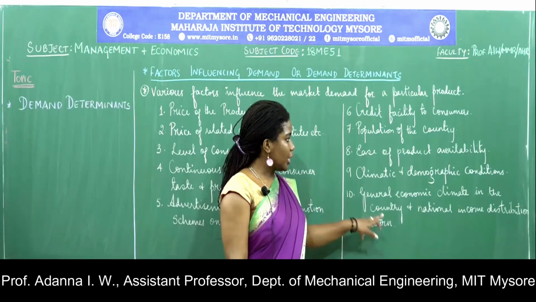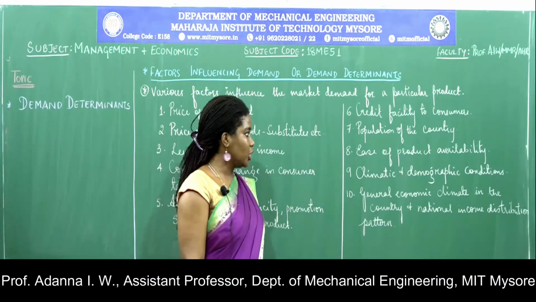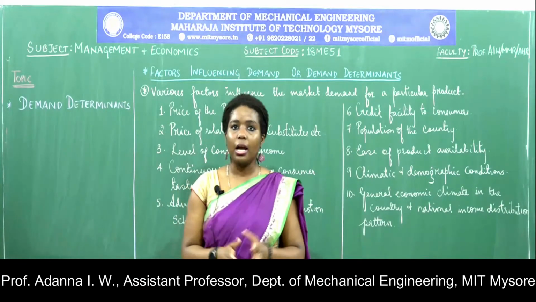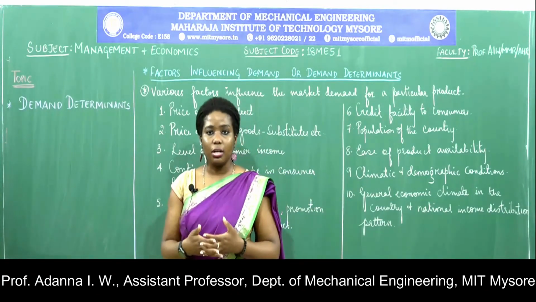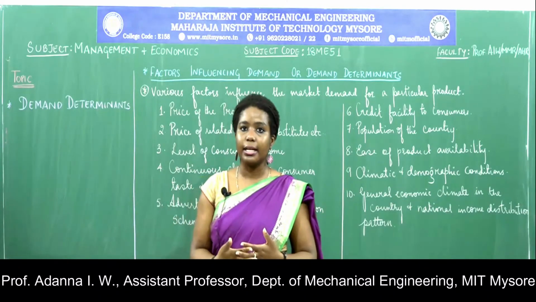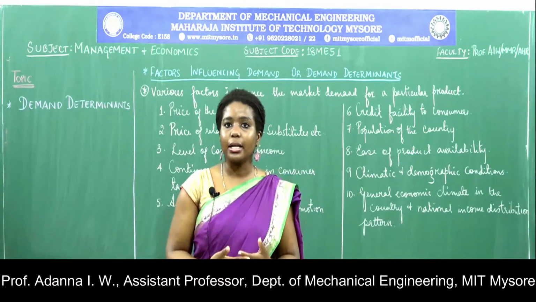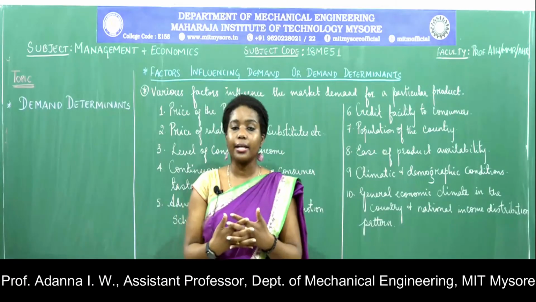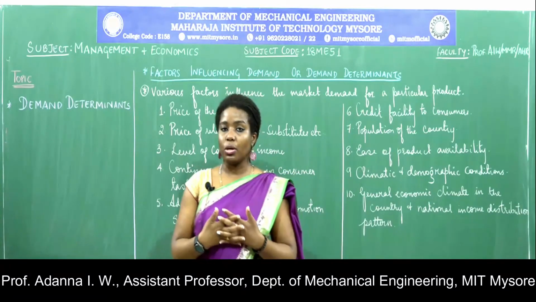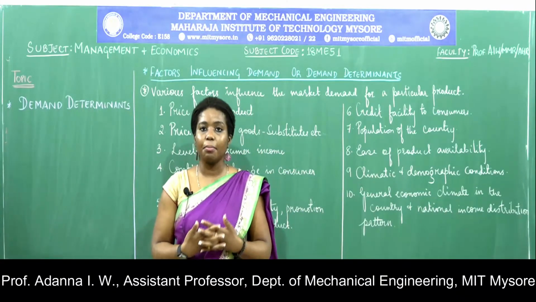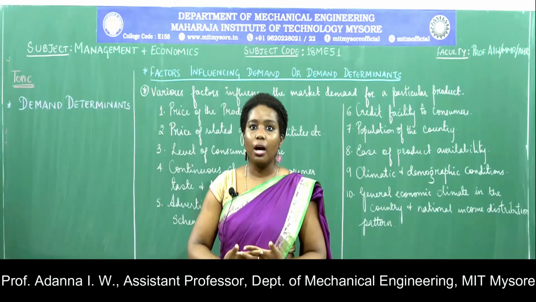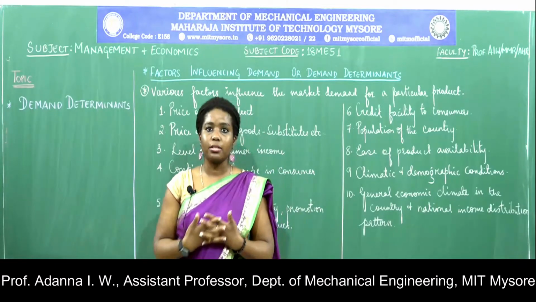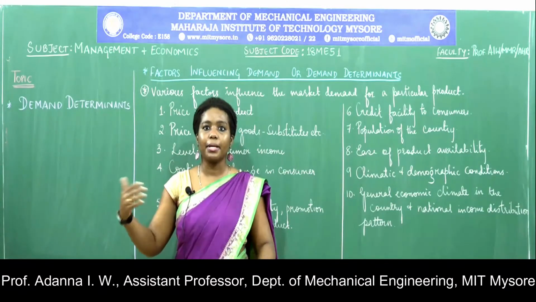Then the last is the general economic climate in the country and the national income distribution pattern. So whatever is the general economic condition of the country, what is the annual income that an average citizen of a country is receiving? What is the income of the country? What is the kind of economic condition in the country? We say poor countries, we say rich countries, we say countries that are not very well developed when it comes to economy. So countries are classified based on their economy.